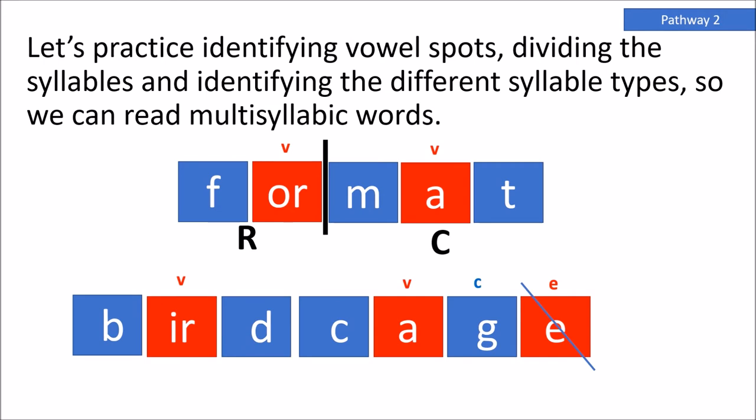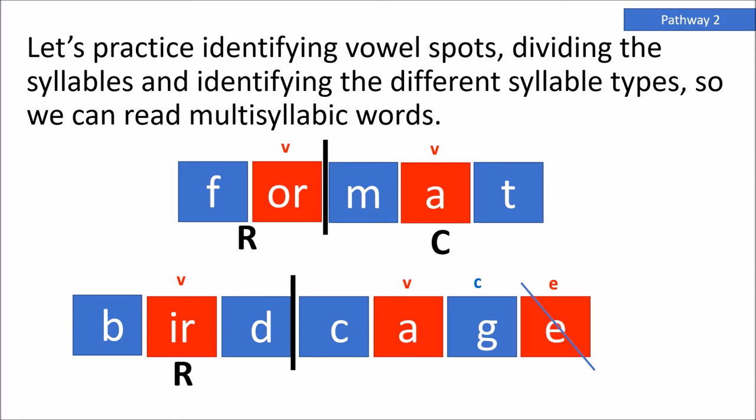Next, I'm going to divide these syllables. I know that when there are two consonants in the middle of a multisyllabic word, that I divide the syllables between those two consonants. So I'm going to draw a line between the consonant D and the consonant C. This leaves me with my first syllable, which contains an R-controlled vowel, IR, and that R-controlled vowel says R. This would be an R-controlled syllable, and I would read this syllable as bird.